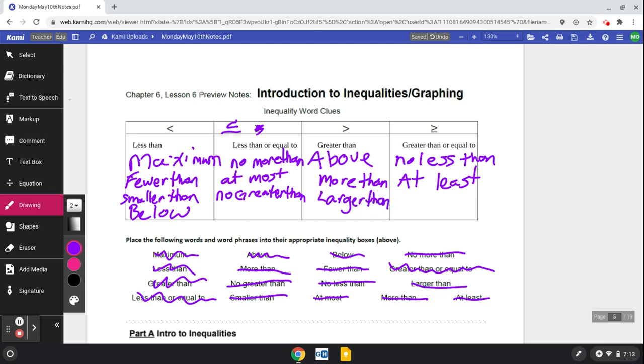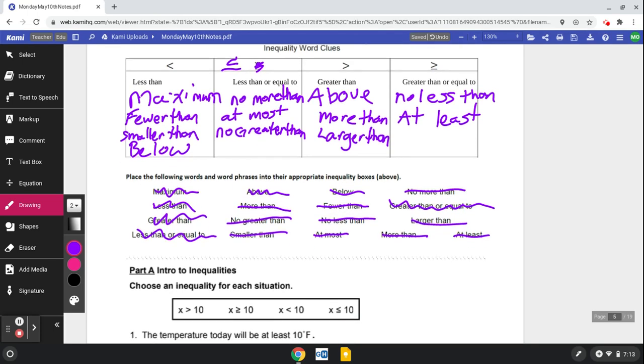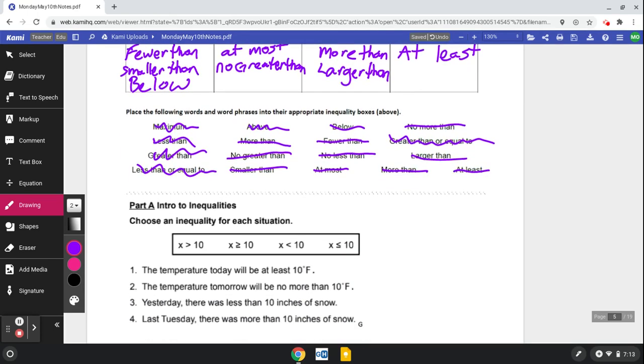All right, so we used all those words. If you need to, pause this and fill them in. I know my writing's probably a little hard to see on there.